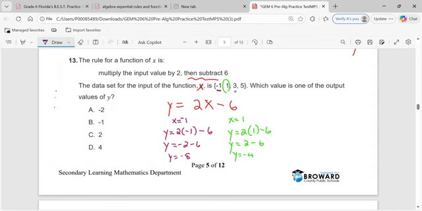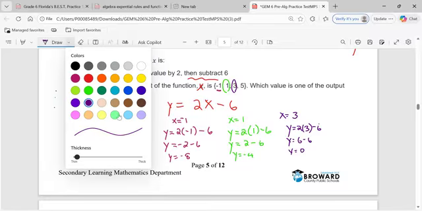Purple. When x is 3, y is equal to 2 times 3 minus 6. Y is equal to 6 minus 6, which is 0. Not an answer choice. All right, I think that's the last one that's going to work.